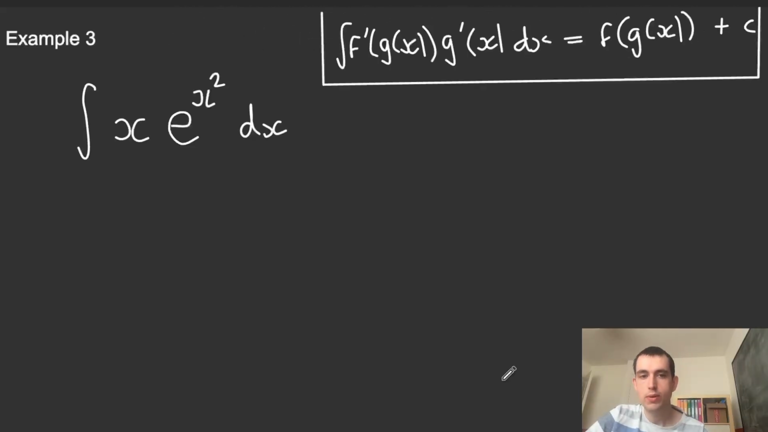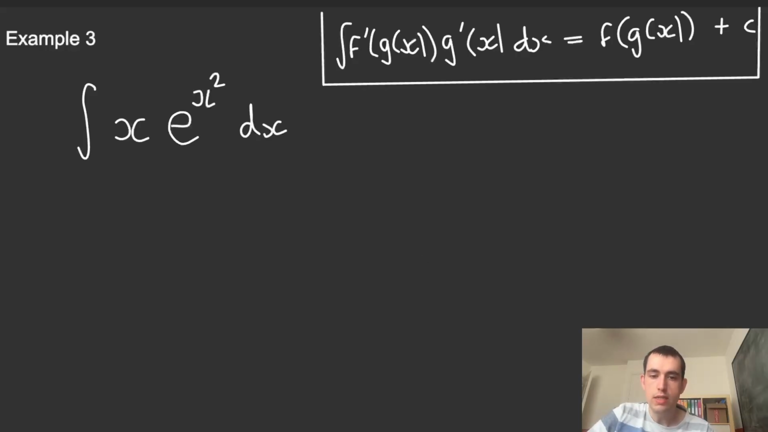In this example, we've got the formula up above. That's not given in the formula book, so if you're going to use it, make sure you memorize it. And the example we're given is the integral of x e to the x squared dx. Now, if we look through the formula, we have to try and locate what is g going to be and what is g dash going to be.